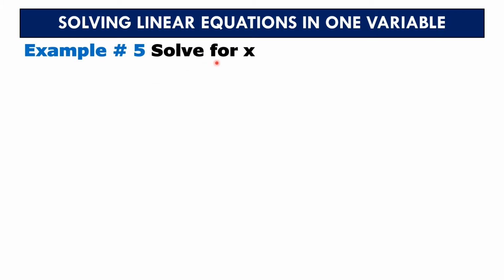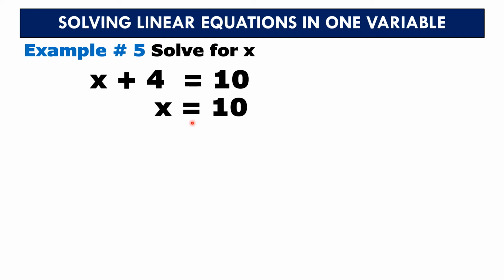Next example, solve for x in the equation x plus 4 is equal to 10. So we need to eliminate 4 here. To eliminate 4, we will apply the addition property of equality, that is adding negative 4 to both sides of the equation. Or pwede rin natin ilipat yung 4 sa other side ng equation. Pag nilipat natin yung 4, mag-change ng sign. So from positive 4 magiging negative 4.